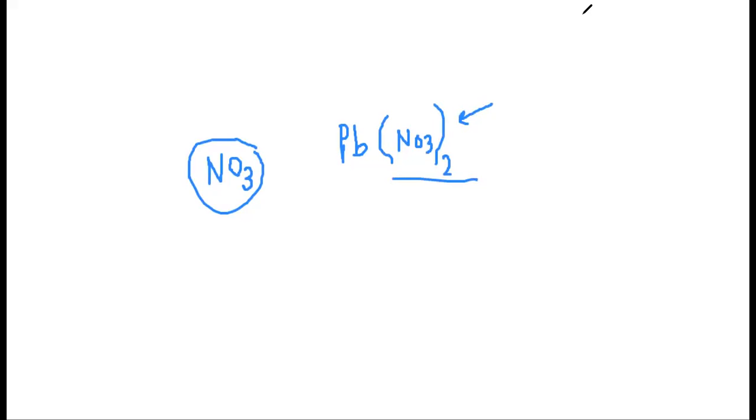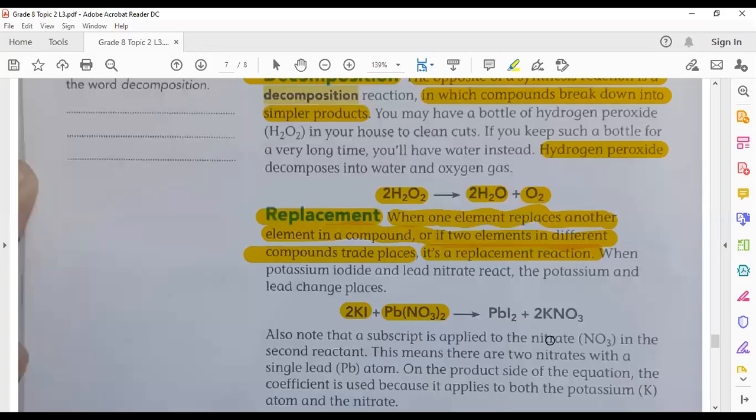So note that a subscript is applied to the nitrate in the second reactant here. This subscript is applied only to nitrate. This means that there are 2 nitrates with a single lead. For each lead, we have 2 nitrates.